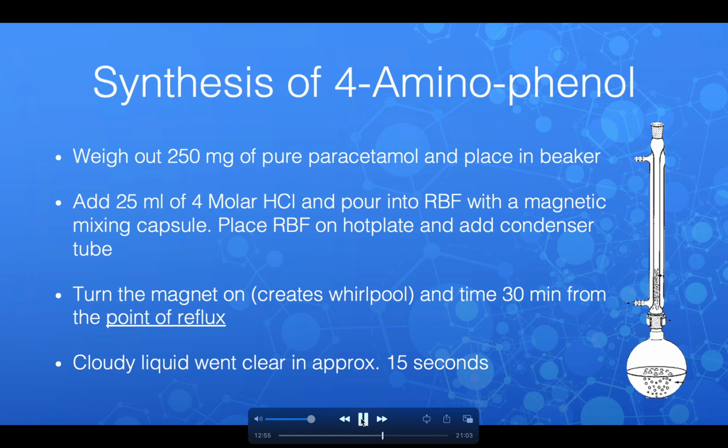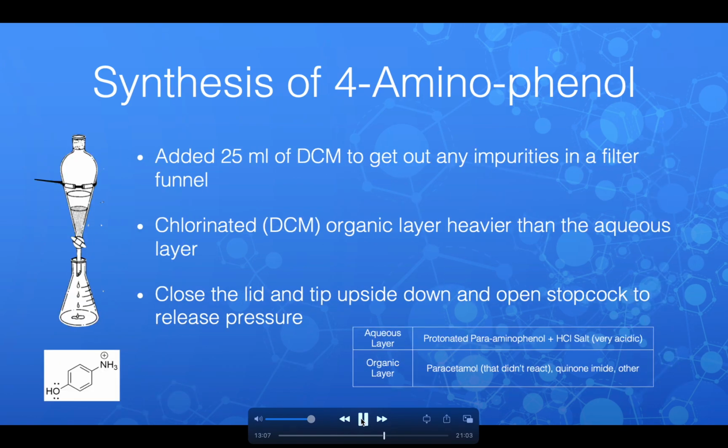Essentially, 250 milligrams of pure paracetamol was dissolved in a 4 molar solution of hydrochloric acid and refluxed for 30 minutes. It appeared that the paracetamol fully dissolved. 25 mL of dichloromethane was added to the 4 molar solution to dissolve any paracetamol that didn't react with the HCl. This created a chlorinated organic layer, which is in fact heavier than the aqueous layer, and thus would be the shaded liquid on the diagram to the left.